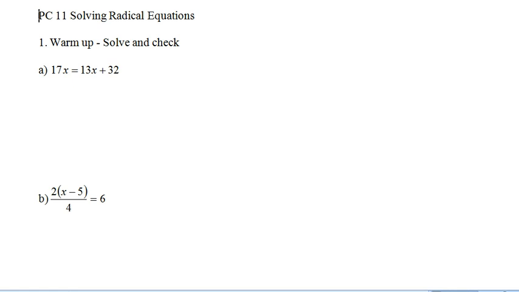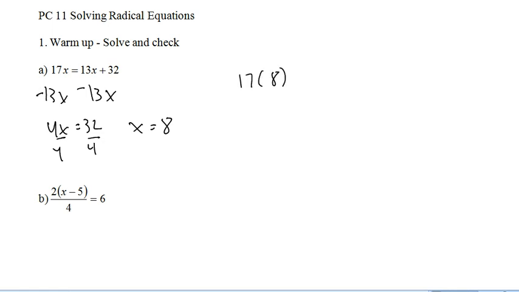So this first guy, I'm going to have to subtract 13x from both sides. So I'm going to end up with 4x equals 32. Divide both sides by 4. I get x equals 8. And let's make sure that's a solution by putting it into the original. And it is.